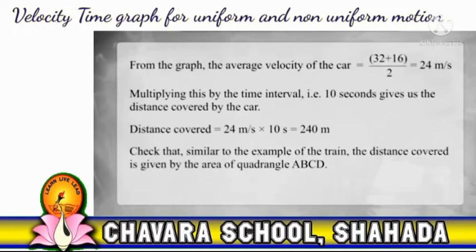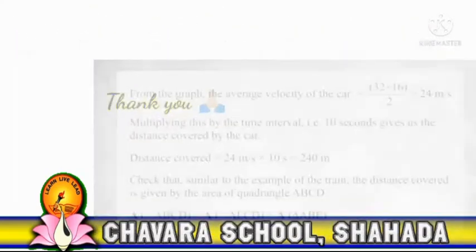Check that, similar to the example of the train, the distance covered is given by the area of quadrangle ABCD. Area of quadrangle ABCD is equal to area of rectangle AECD plus area of triangle ABE.